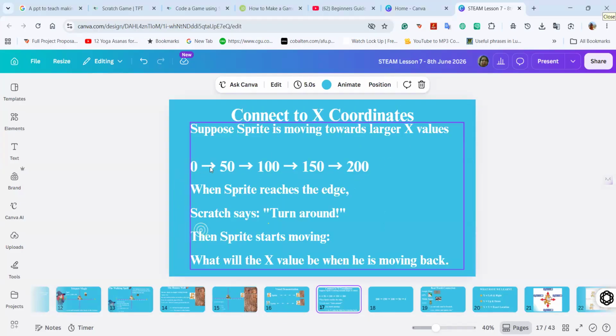It has started from 0, it went to 50, then 100, then 150, 200. When it was at 200, it bounced back. So when it started bouncing back, it hit the wall and bounced back. So how will the value be written when bouncing back? When moving back again to the left? What will the value be? Write it down quickly.